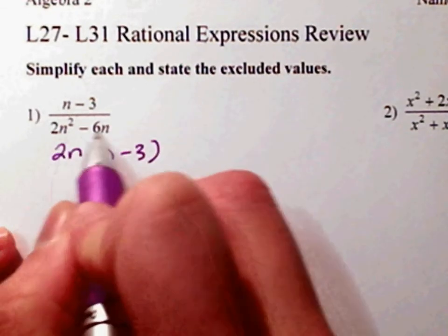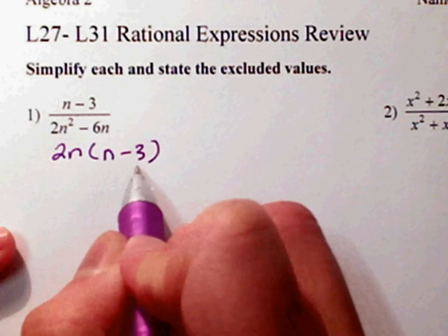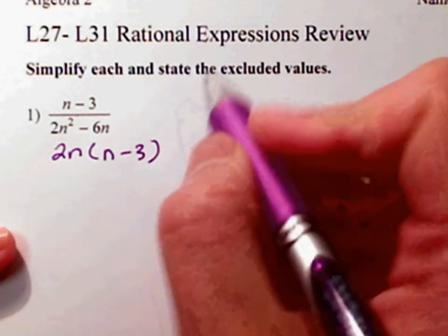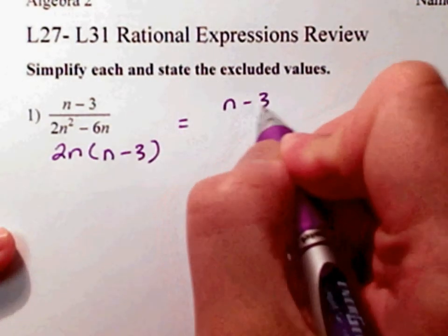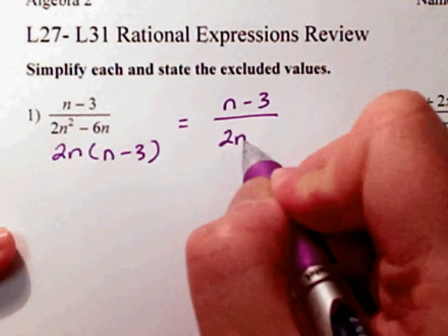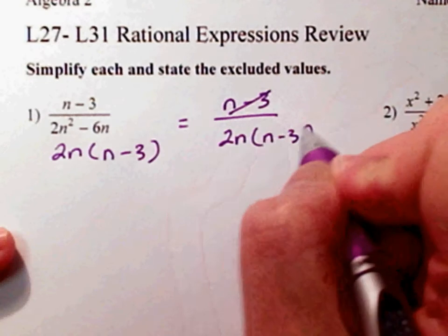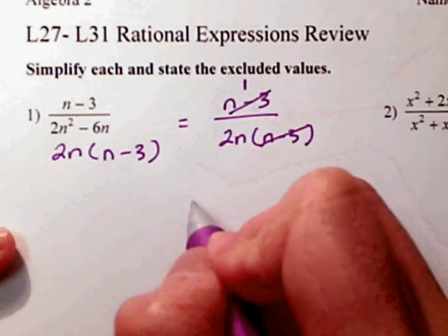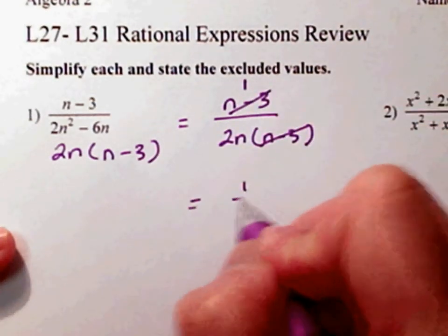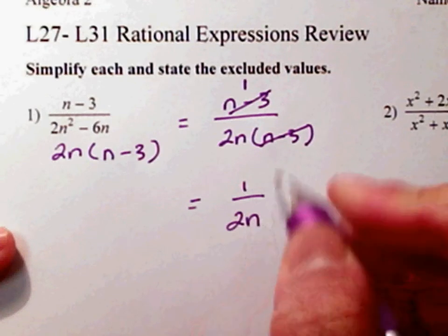Factor out 2n, they have that in common. N minus 3 is what's left over. I'm going to rewrite n minus 3 over 2n times n minus 3. These guys are alike. They cancel to give you 1. Your final answer is 1 over 2n.